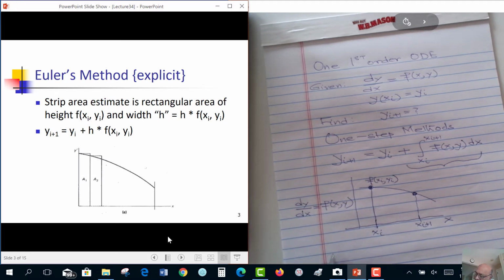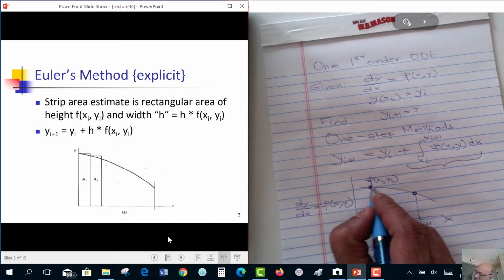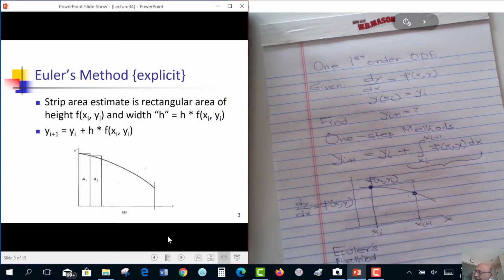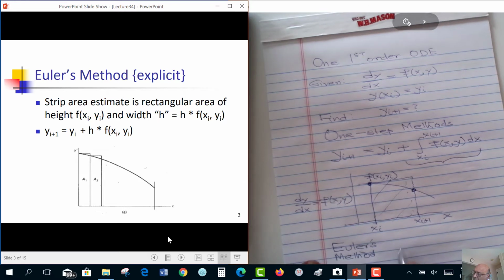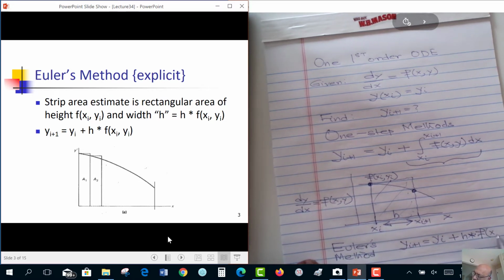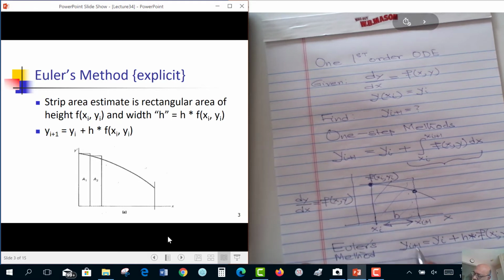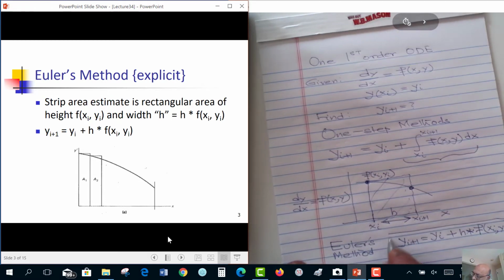So what Euler's method does is say, let's approximate this strip area to be this rectangular area. So in this case, it is an overestimate. Euler's method says y_i+1 is y_i, and this rectangular area would be h, because this strip size is h, times the function at x_i, y_i. So that's what Euler's method did.